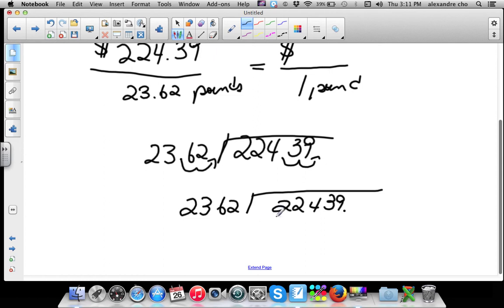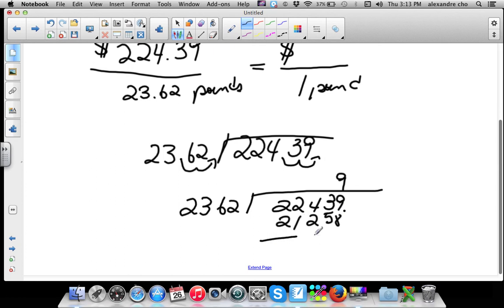So let's see how this is going to work. 2,362 cannot go into 2, cannot go into 22, cannot go into 24, cannot go into 23. But it can go into that. Can it go 9 times? And I will admit that I will cheat, and I'm going to use a calculator, so give me a second. Okay, so it is 9, apparently. So it goes into it 9 times. Alright, write 9 right here. And it's 21258.